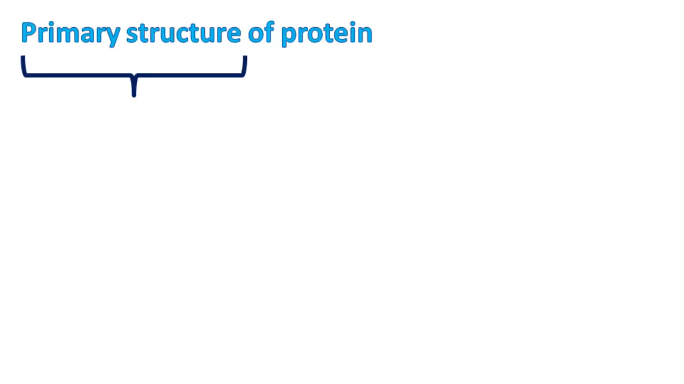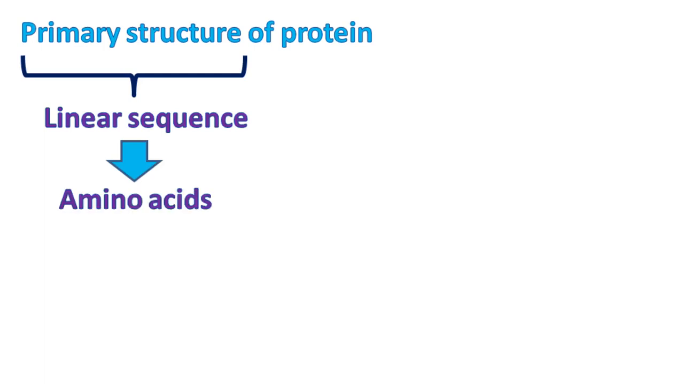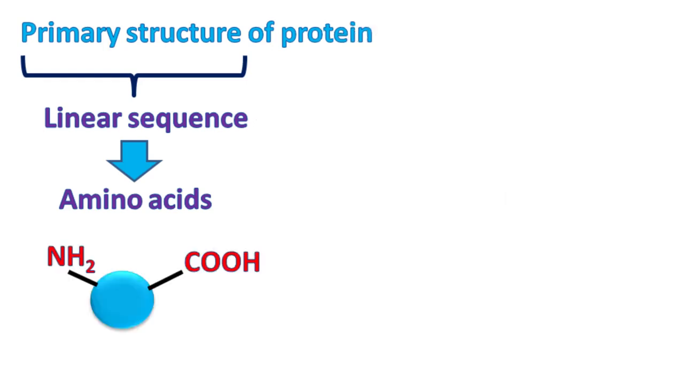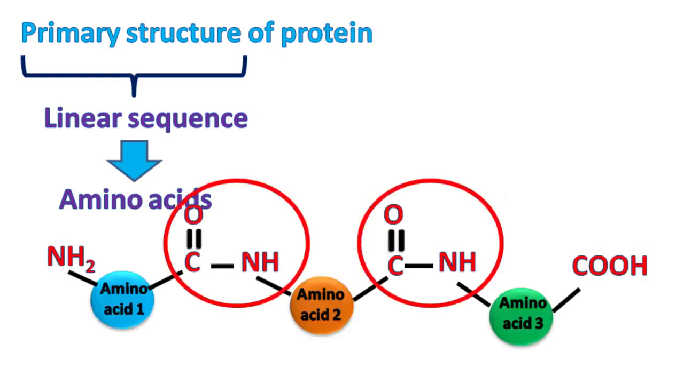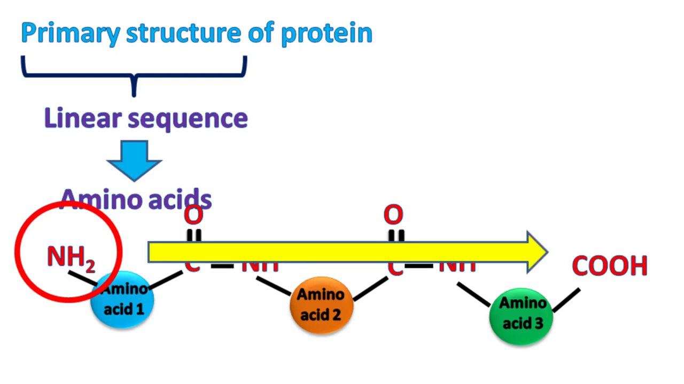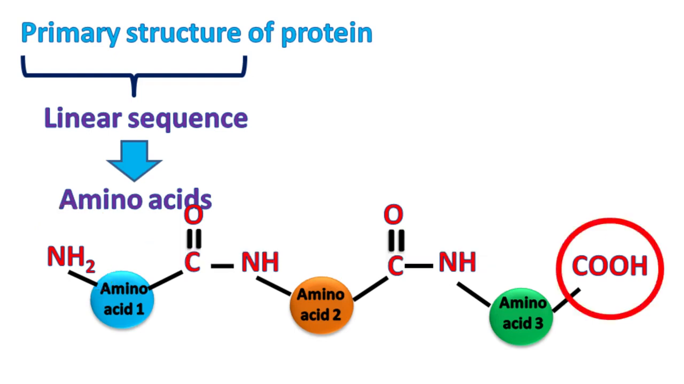Primary structure of protein. Primary structure of protein is a linear sequence of amino acids present in the protein. This linear sequence of amino acids is either written in a 3-letter or a 1-letter form. Now, these amino acids are attached to each other by a peptide bond. Now, the primary structure of protein is always written from the N-terminal of the first amino acid to the C-terminal of the last amino acid.